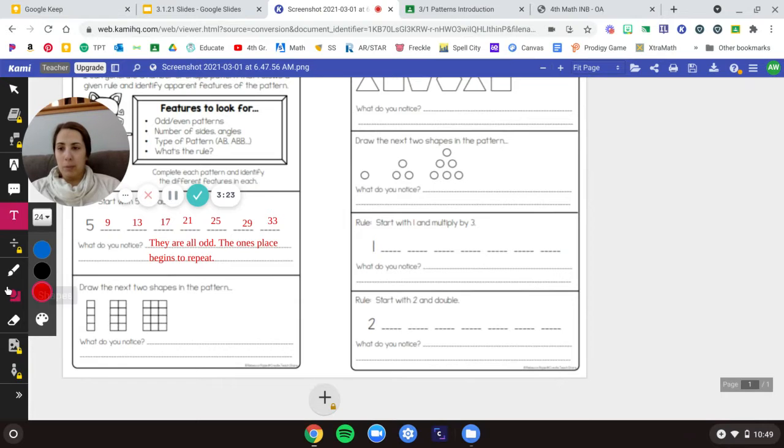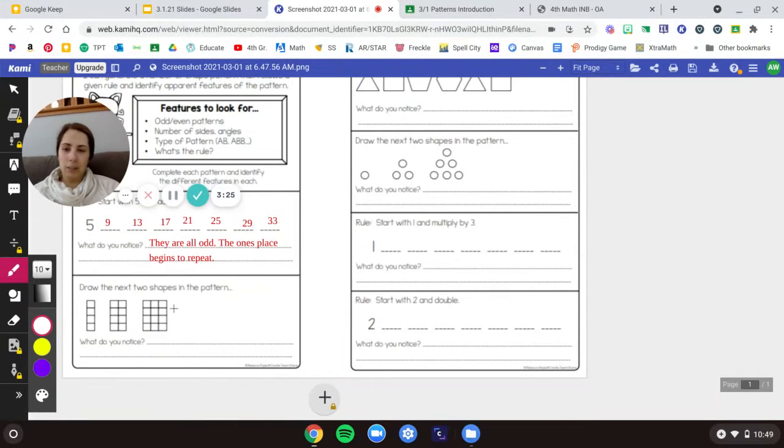All right, so let's try this one down here. This time we have shapes. So we're going to draw the next 2 shapes in the pattern. So we start with 1, 2, 3, 4. Now I see 4 again here, and there's another 4 next to it.